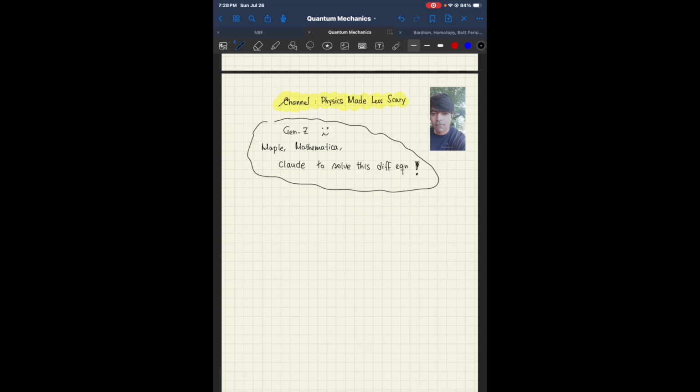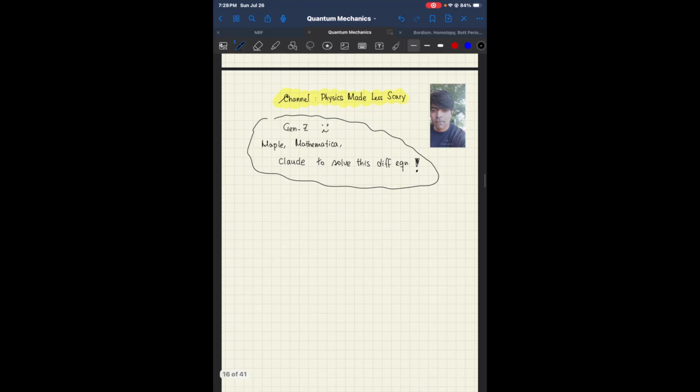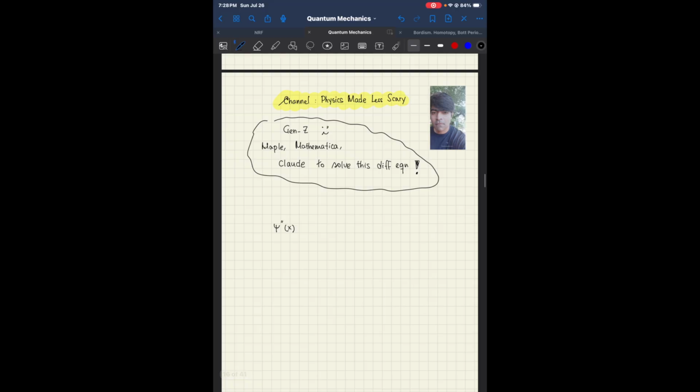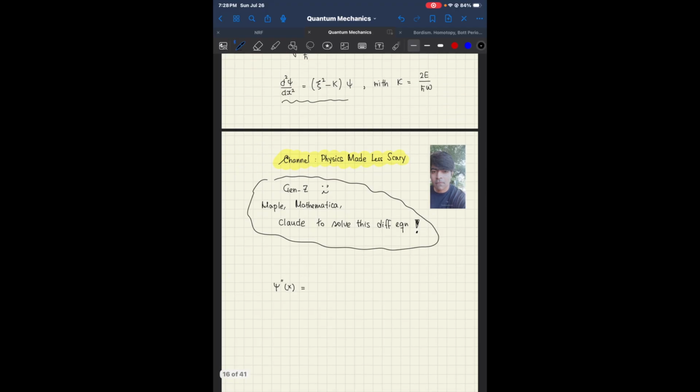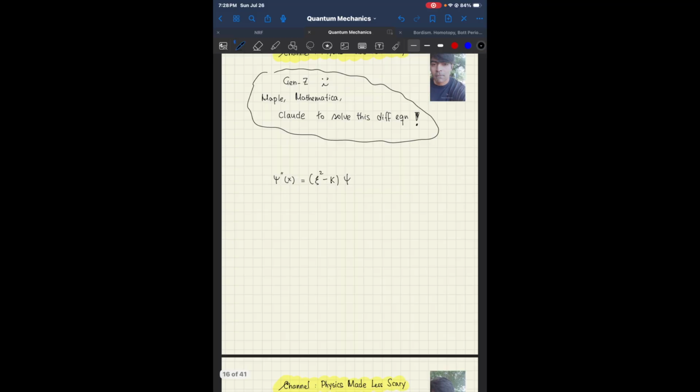Okay, so the equation I want to solve is here: psi double prime. Again, to introduce you to a notation, this double prime means double derivative with respect to x. You will see these a lot in maths literature. It is simply xi square minus k times psi. This is the equation I want to solve. Let's look at the asymptotics.